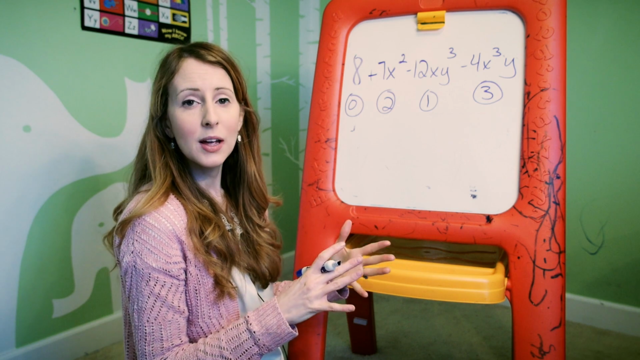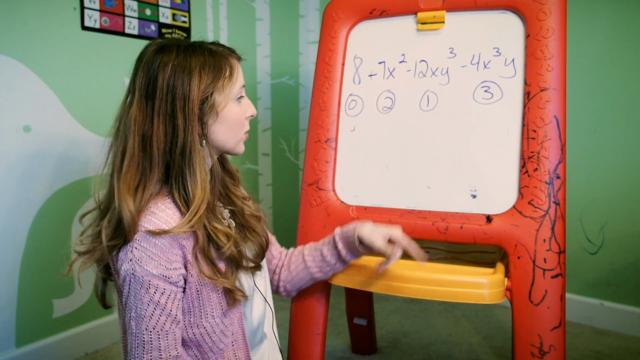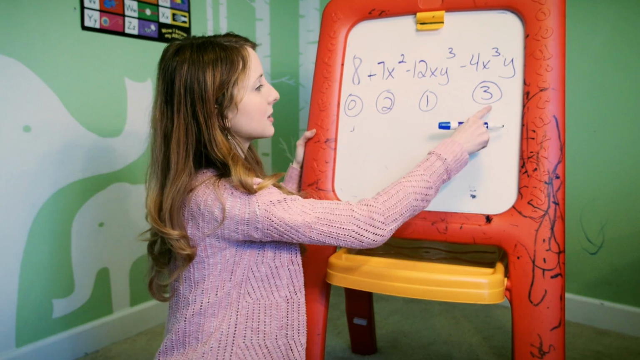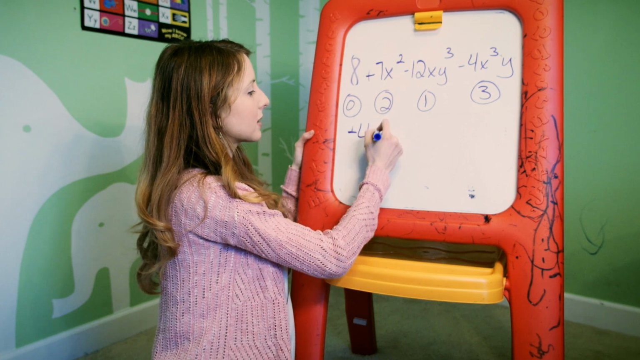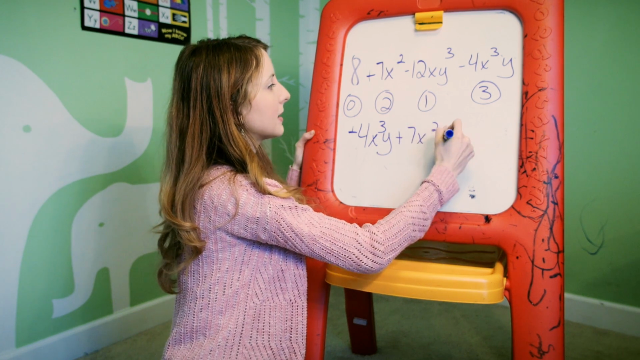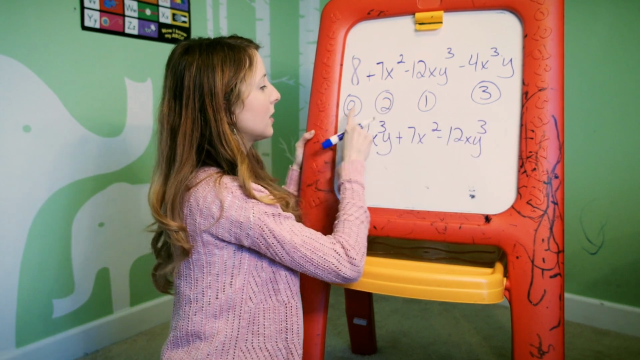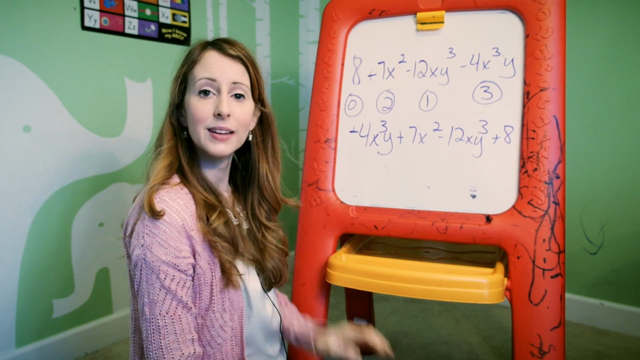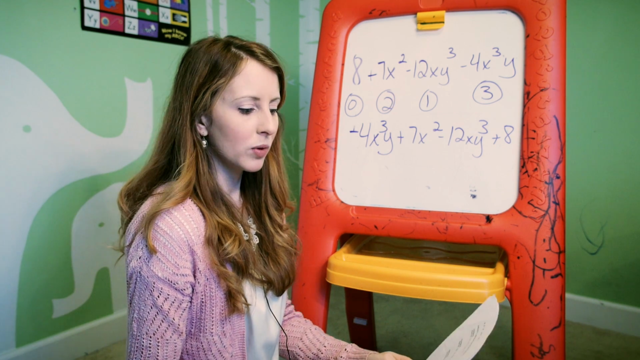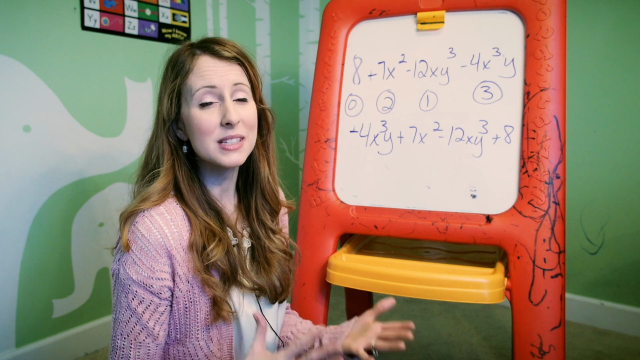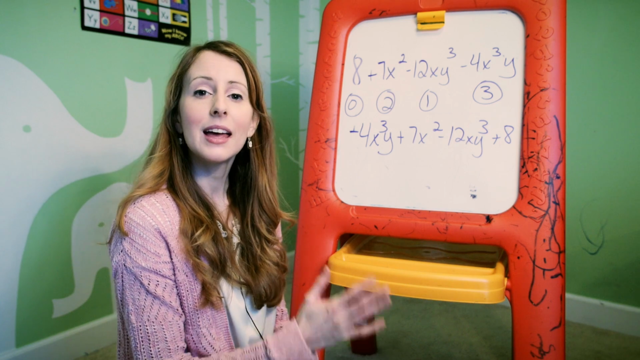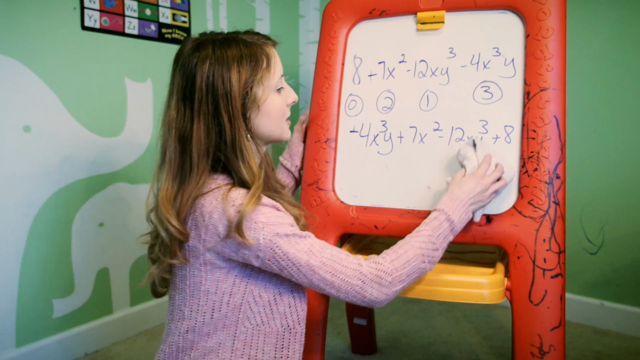All right, now we need to write these in descending order. So we're going to start with the greatest and work our way down to the least. So we're going to start with negative 4x cubed y plus 7x squared minus 12xy cubed plus 8. And it's that simple. All right, let's go to the next page. We're not going to do example B because it's almost exactly the same problem. We're going to move on to section 8.5, adding and subtracting polynomials.